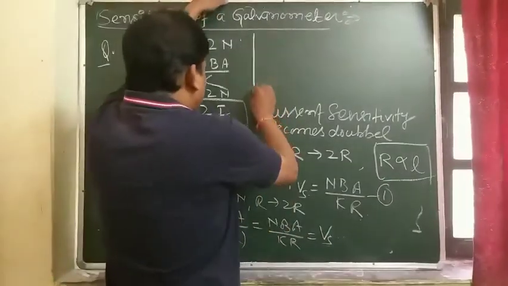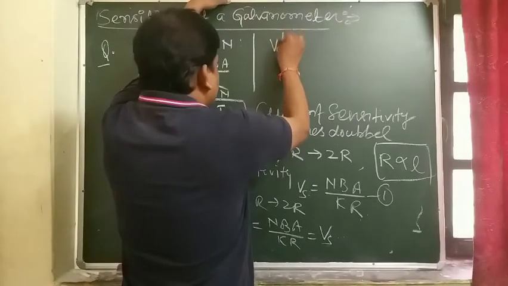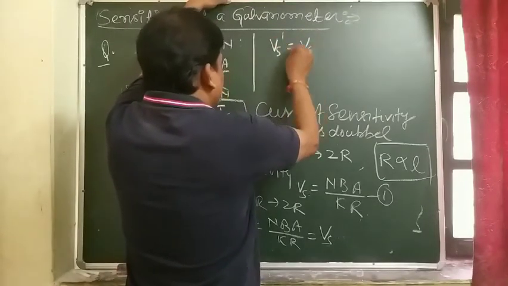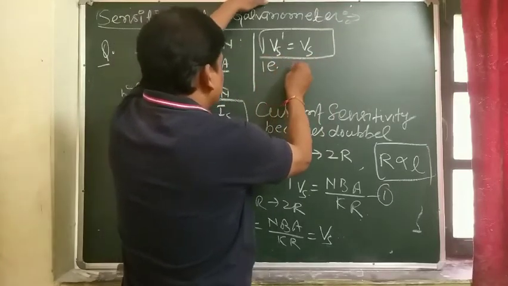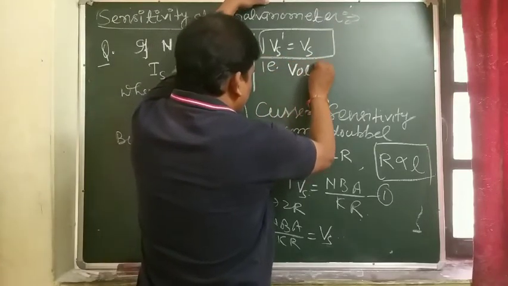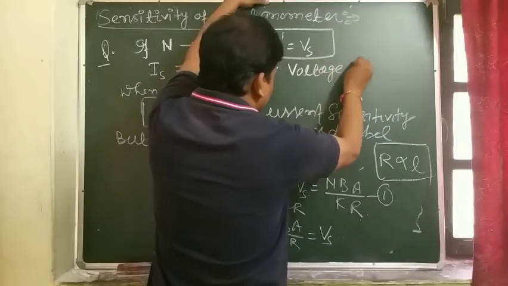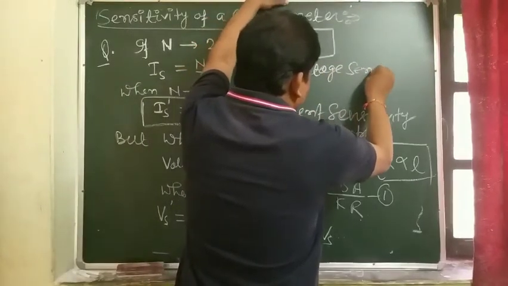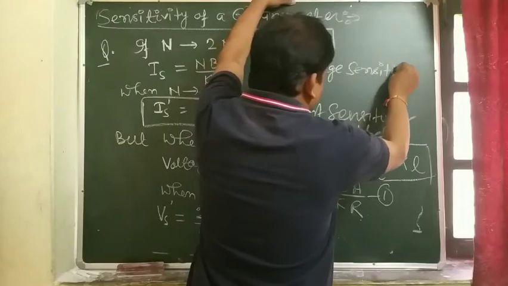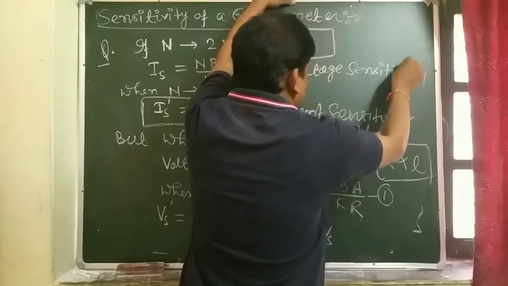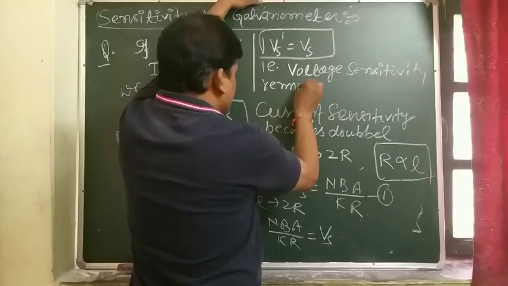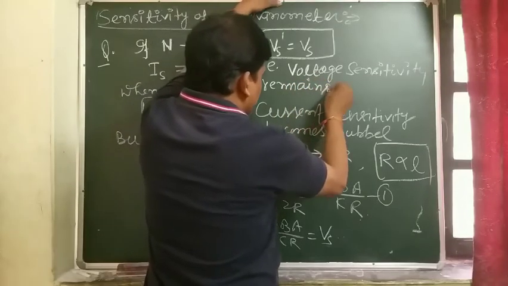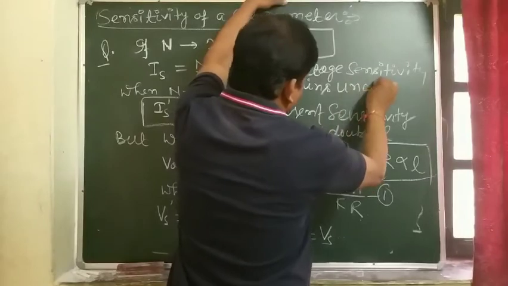So Vs dash is equal to Vs. It means the voltage sensitivity remains unchanged.